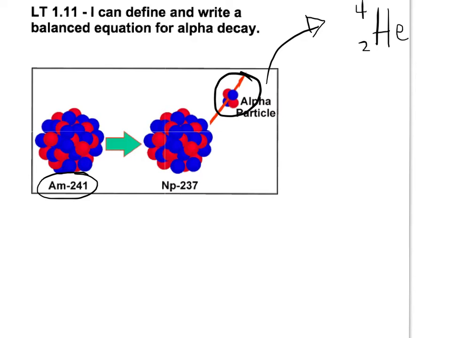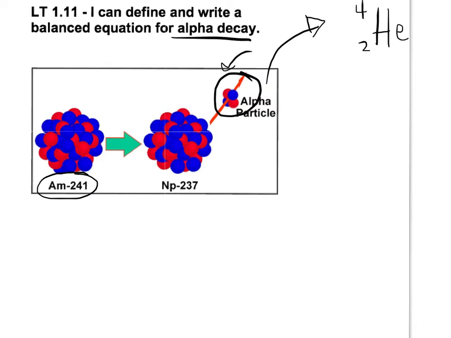That's what it's emitting, and you can even see it right in here. There are 2 protons and 2 neutrons in that alpha particle. So it emits that alpha particle along with some energy, and we say that it is undergoing alpha decay. The second thing we need to figure out is how to write a balanced equation for alpha decay.